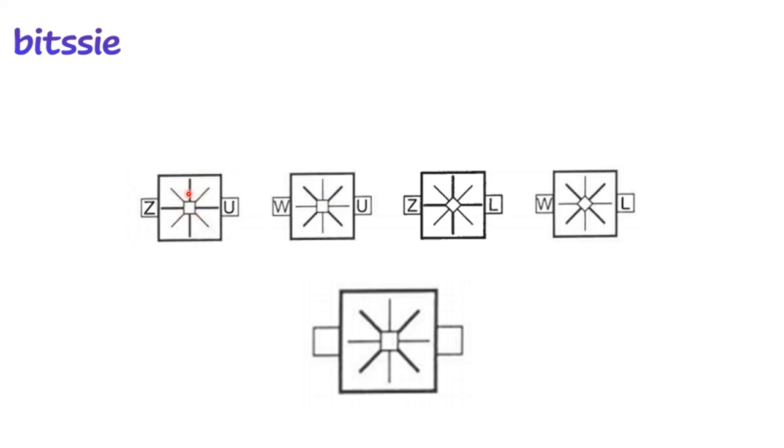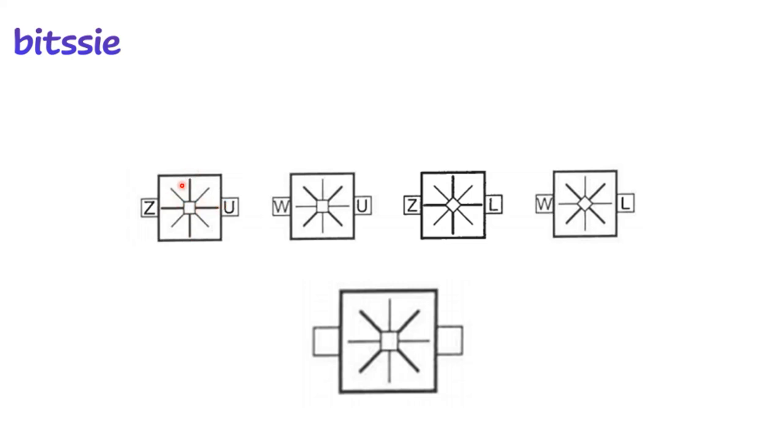Z has 8, W also has 8. And as we go on, we can see that all of them have 8. So we can rule that out for having anything to do with the letters. But if we look even closer, we can see that some of the lines, like the vertical and horizontal lines in the first picture, are in bold.